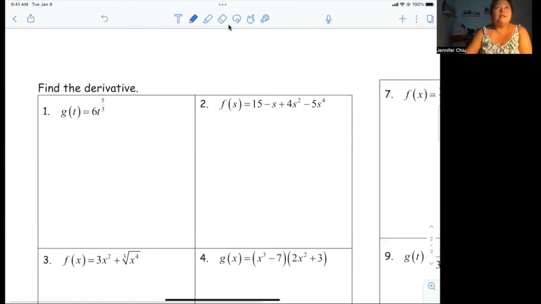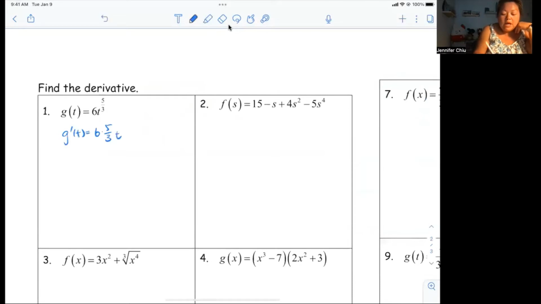So the first one says you are looking for the derivative of g of t equals 6 times t to the 5/3, right? So you're going to take the first and second derivative. You're going to take the derivative 2 times, basically. I'm asking you to take the derivative 2 times, all right? So g prime of t is equal to 6. Now drop down your fraction, t. And don't forget, you got to get really good at subtracting fractions now. You got to subtract 1 from this fraction. So you get 2/3. So you clean this up, you get 10 t to the 2/3.